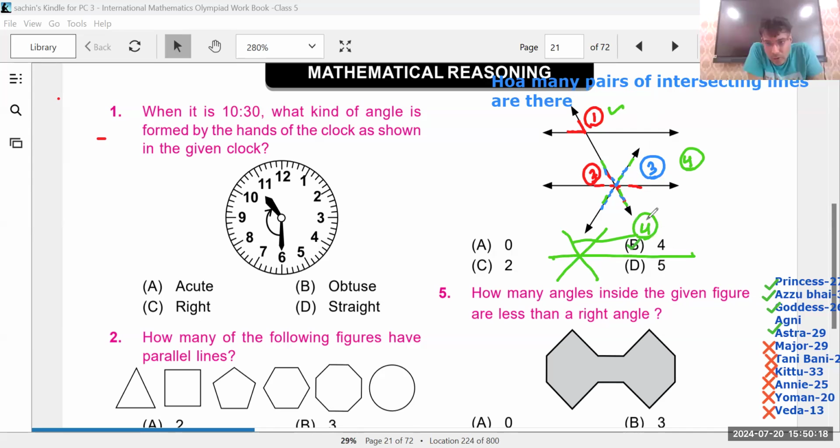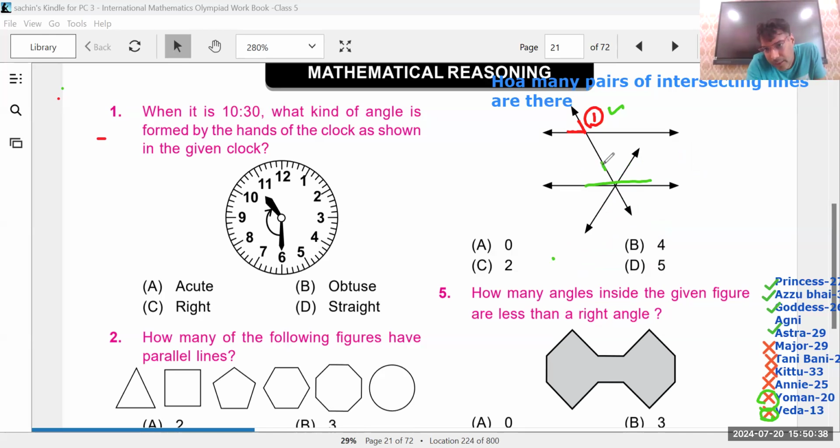Understood? Not understood? Understood, sir. I meant to send B, but I sent C. So Yoman, Veda, Sir, understood or not? Sir, can you show the fourth pair again? I will show, beta. See, beta. Second pair will be horizontal line with this line. Okay? Yes. Third pair will be horizontal line with this line. Correct? Yes. Fourth pair will be this red line.